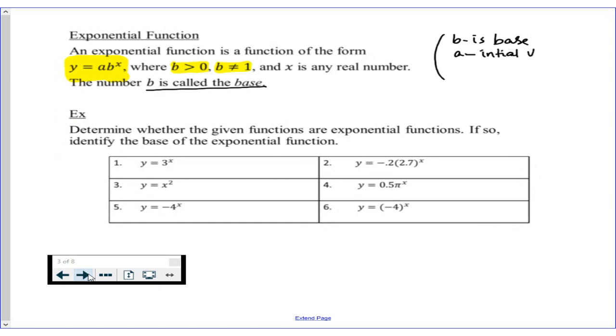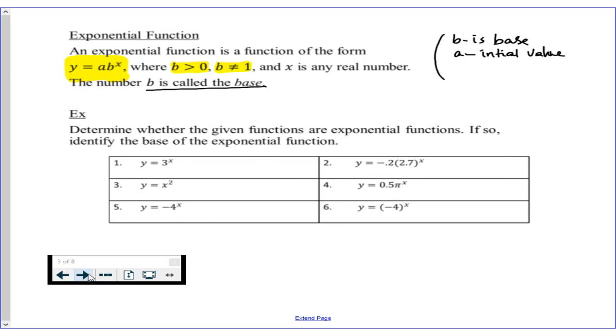Initial value, or at start when x equals 0, you have a. When x equals 0, you have a. So that's why it's called initial value. And x is the variable. So that's one of the ways we identify an exponential function. X should be in the exponent. So the variable x is in the exponent.